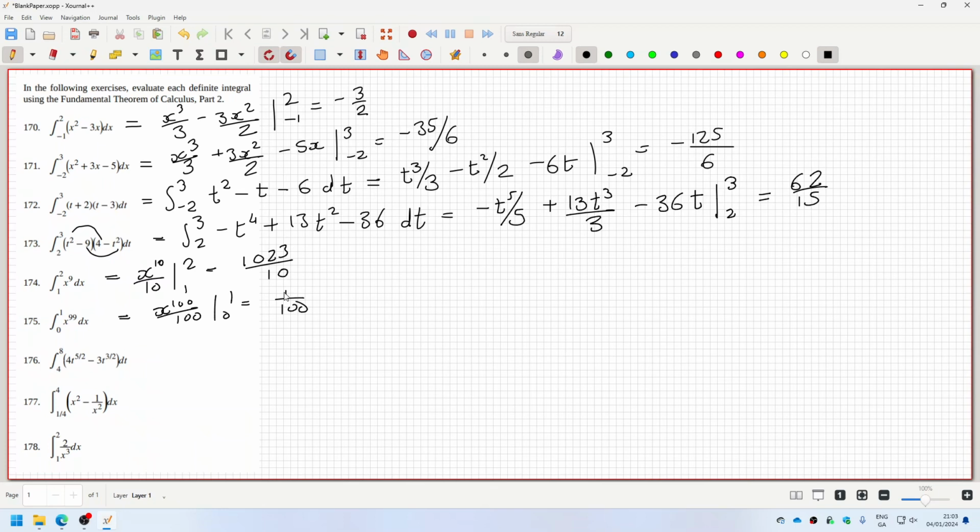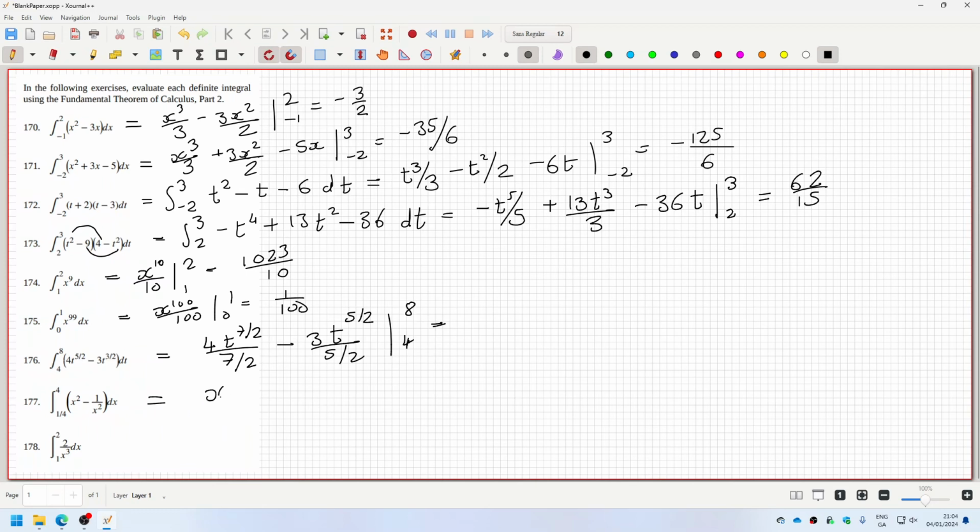A bit messy now with the fractions, huh? Okay, let's see. That would be 4 t power 7 over 2 over 7 over 2 minus 3 t power 5 over 2 over 5 over 2 for 8. Okay, I'll sub that in a second. I'll just get these finished here.